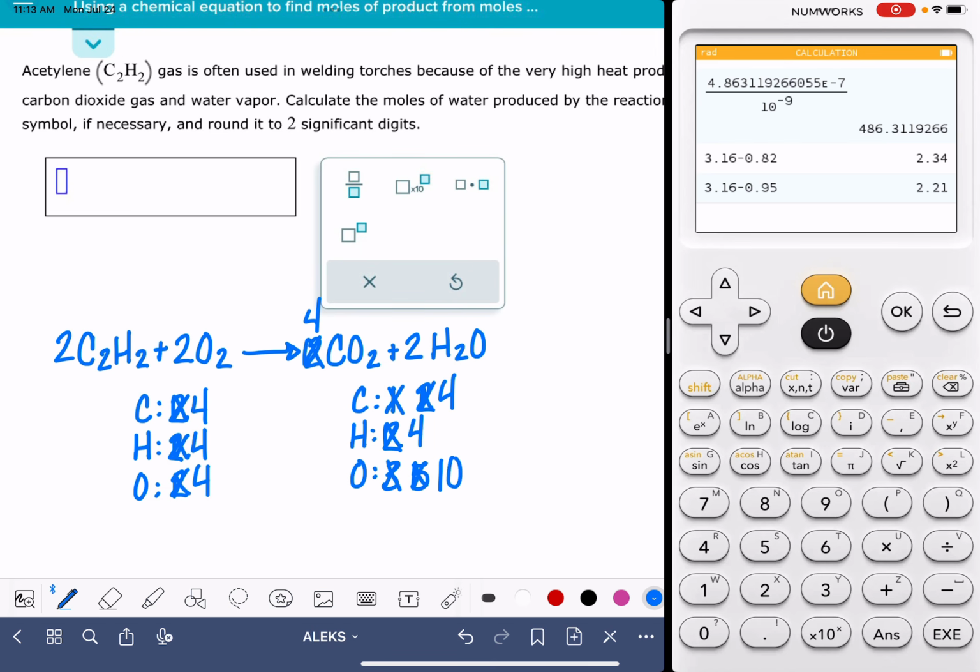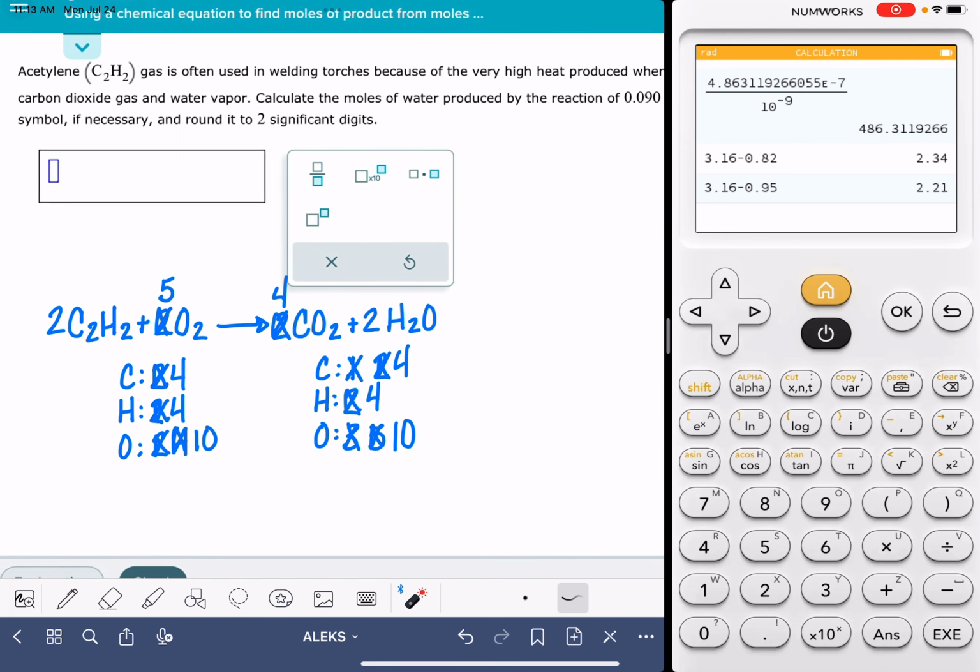And now we no longer need an odd number of oxygen, because when we double an odd number, it turns into an even number. So now we need 10 oxygen atoms on the left, and we're going to get 10 by putting a 5 in front of the O2. That's just a little shortcut that I have for dealing with that situation, because it does come up pretty often in balancing equations.